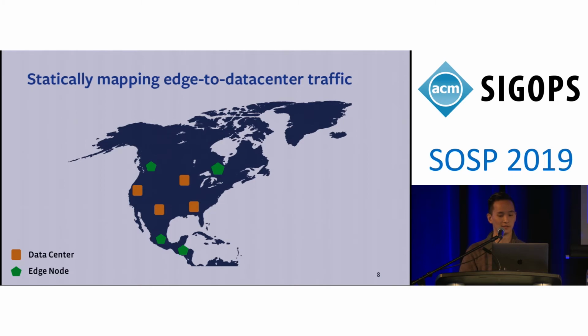For the first decade of Facebook's existence, we survived with a static mapping of edge node traffic to data centers. What that would look like is, for example, an edge node sending 50% of its traffic to each of its nearby data centers. This static mapping strategy started to break down in 2015, which I'll show you next.